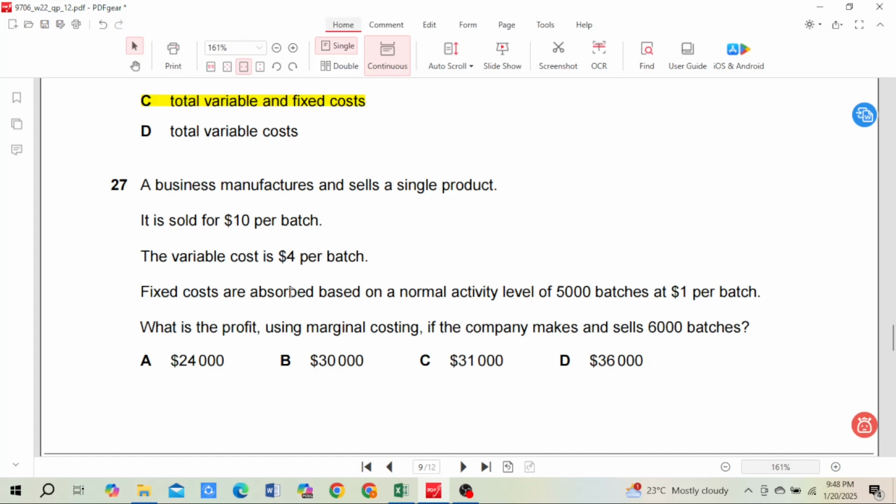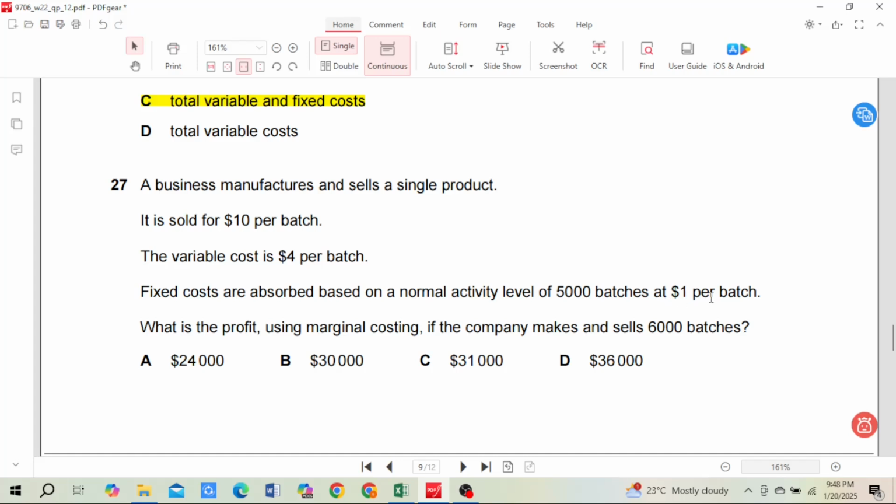27. It says a business manufactures and sells a single product. It is sold for $10 per batch. The variable cost is $4 per batch. The fixed costs are absorbed based on a normal activity level of 5,000 batches at $1 per batch. So here the fixed cost is $1 per batch for 5,000 batches, so altogether 5,000.